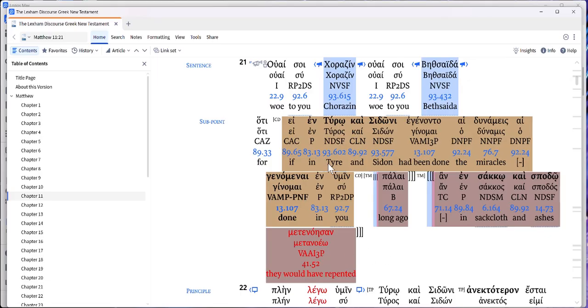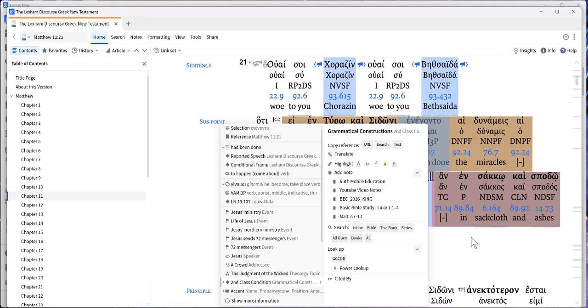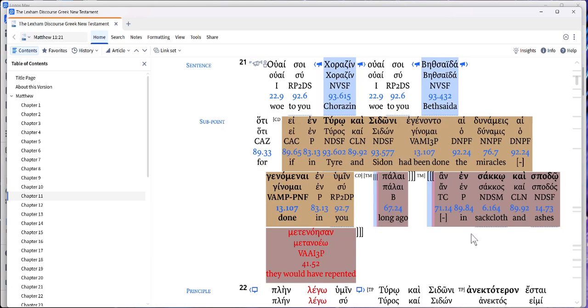So going back, both of these are in the aorist tense. So this is a past event that did not happen, and we know that it did not happen. But he's saying if they had, then they would have repented long ago. And it's the point to indicate judgment upon the people that Jesus is speaking to.